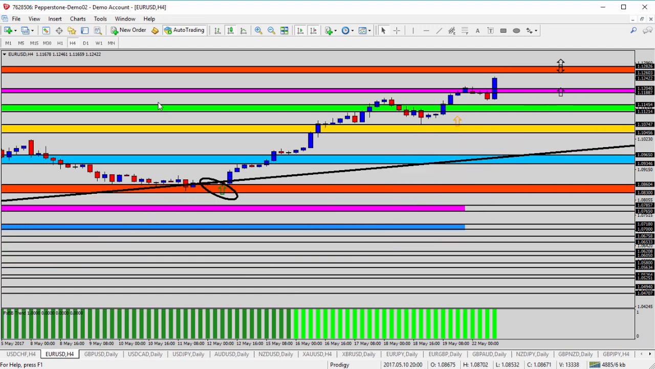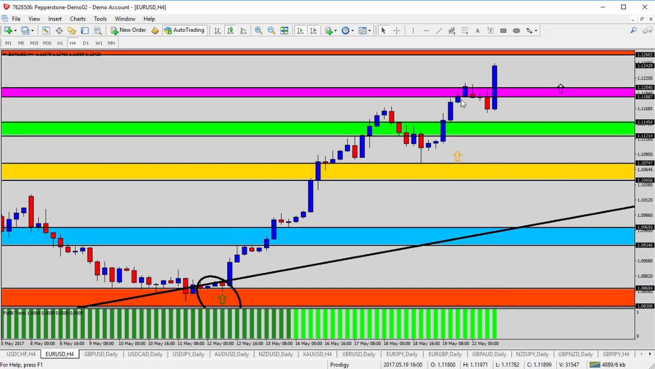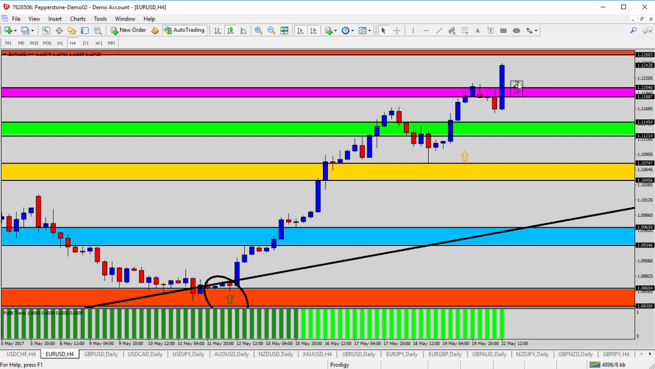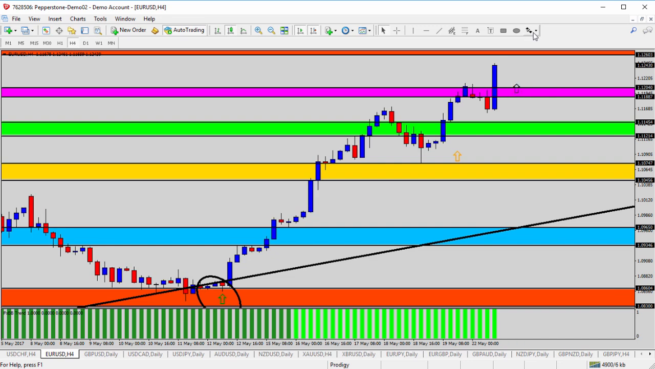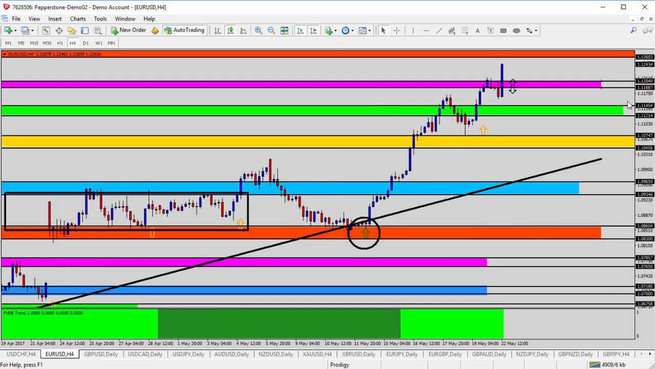4-hour time frame. Again, you can see that hesitation at the pink zone, sudden push through it. So again, that pink zone will be our intraday support as long as it's above it, but anything back underneath it could look for that reversal or retracement of the trend.